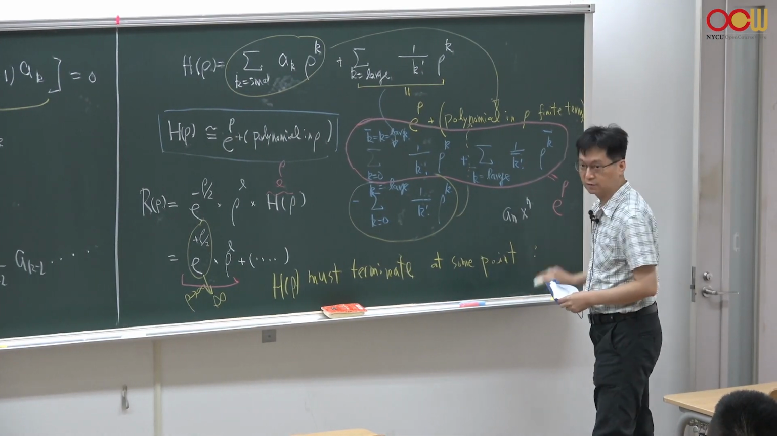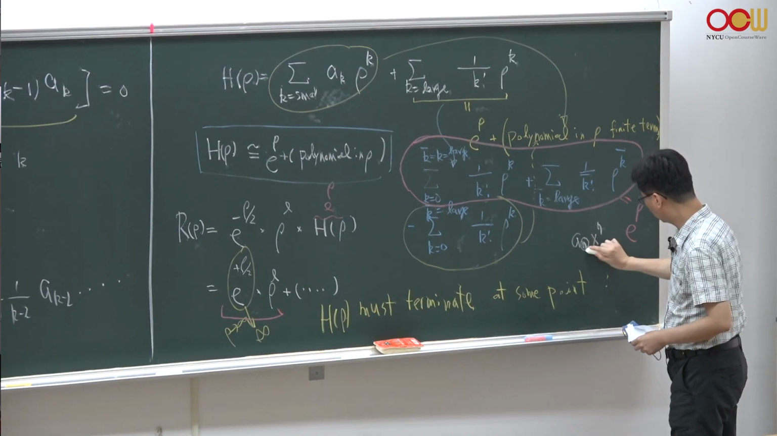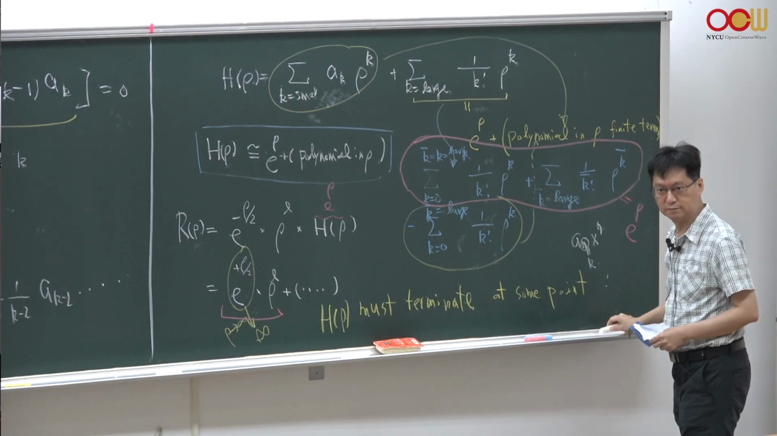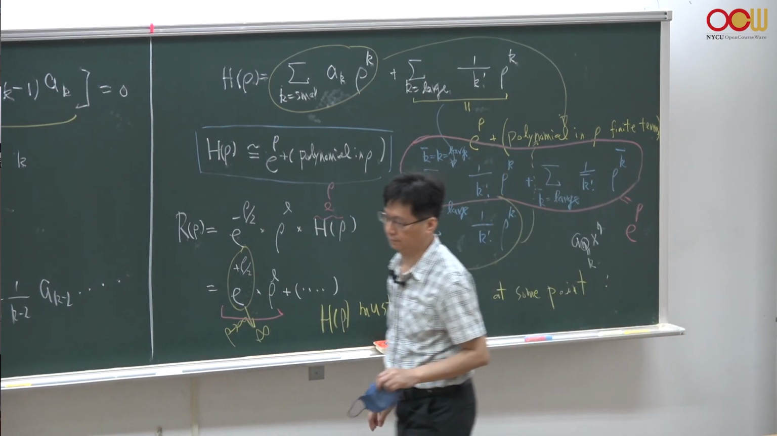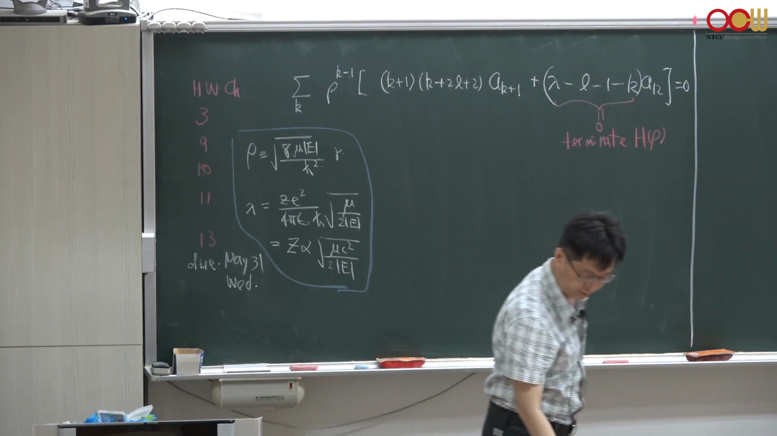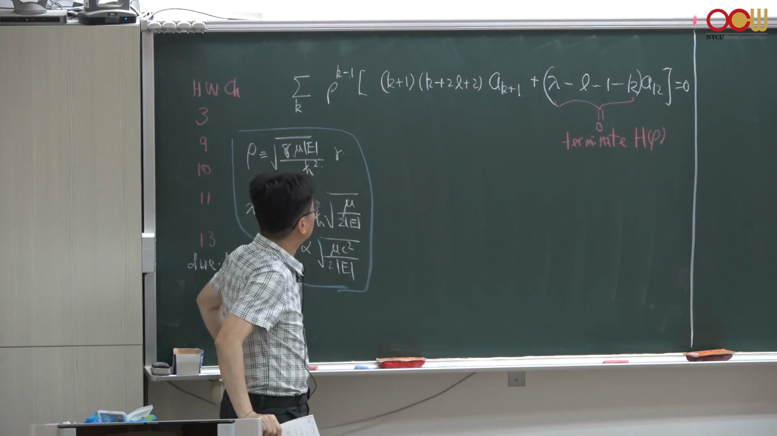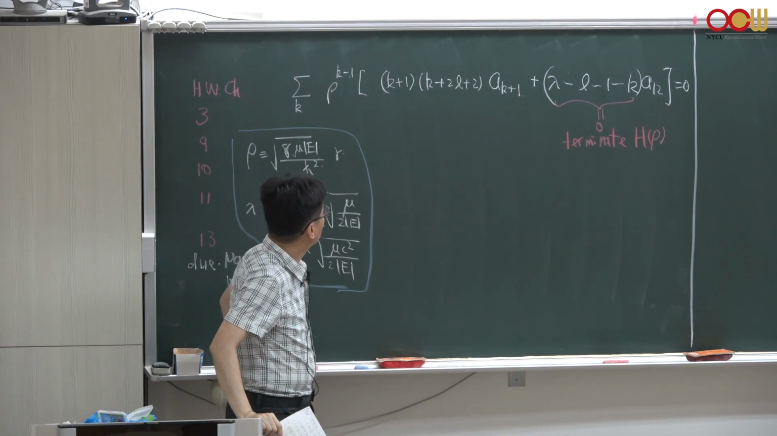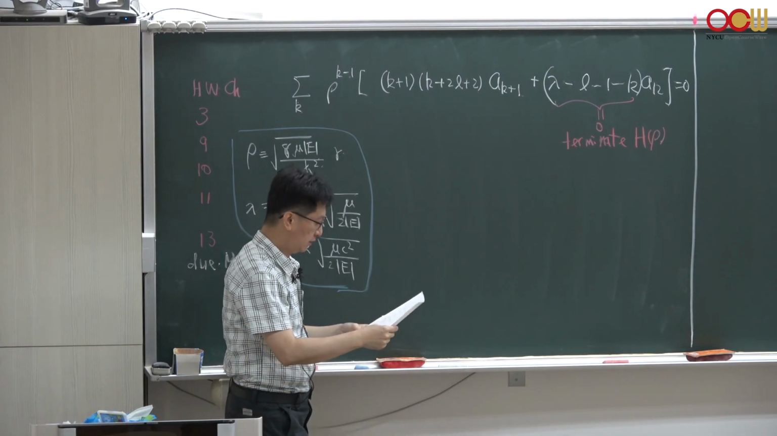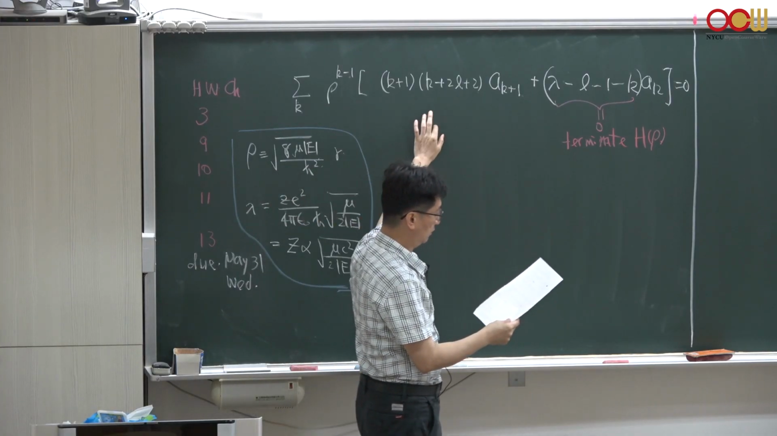a_n x to the n-th power, right? I just call this n by the name k. Is that clear? Okay, so let's terminate h of rho. To do so, let's go back to this h polynomial. We get this relation previously.